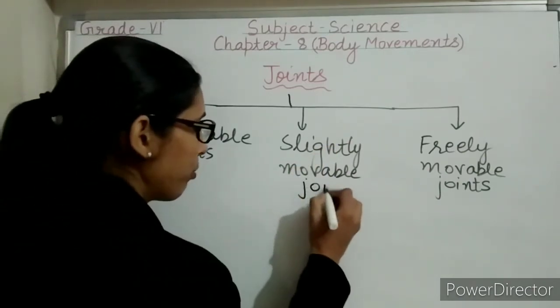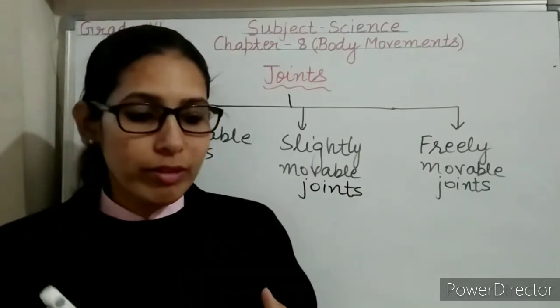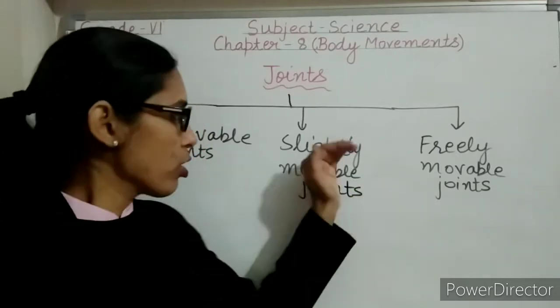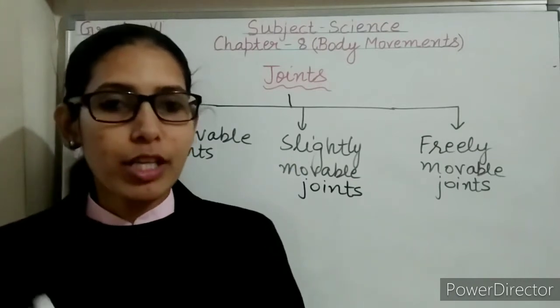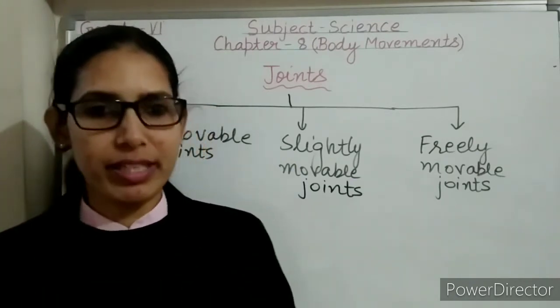If we move on to the next, slightly movable joints. These types of joints allow little movement, slightly means up to some extent. For example, the joints in the bones of the backbone, which we call vertebrae.